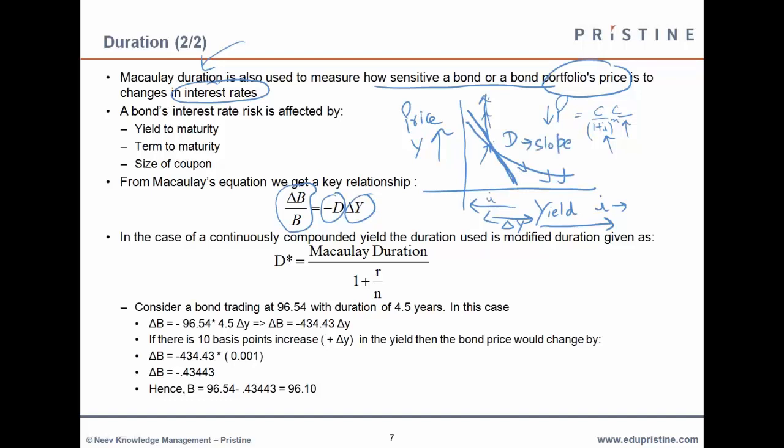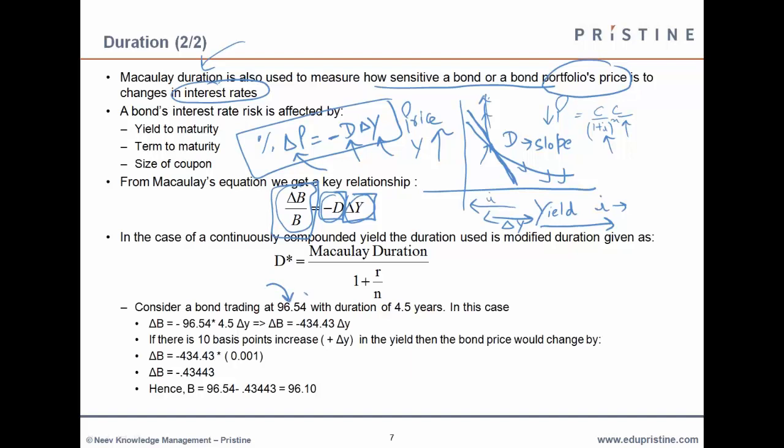So duration is also the slope of the price-yield relationship, where I can safely create this formula: change in price is equal to minus duration, it's a negative slope, times change in yield. You can also write it as percentage change in price is equal to minus D delta y. So if you are given the duration and the change in yield for a bond, you can compute the percentage change in price. How to do that?